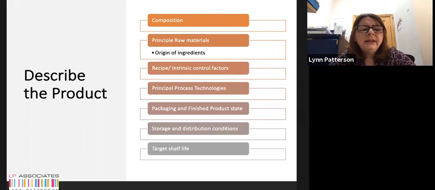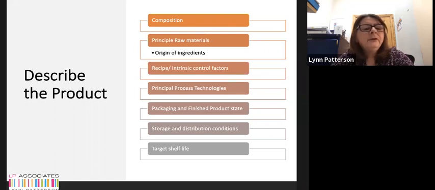Are there any recipe or intrinsic control factors that we should be looking at? And here we're primarily looking at things like the pH value or the water activity, which is going to perhaps have an impact on whether microbial organisms are going to be able to survive and to grow. So these naturally occurring controls that are in place within the raw materials. What are the principal process technologies that your product is going to go through? So what processes will it go through? Will it go through any form of heat treatment or any other preservation method?